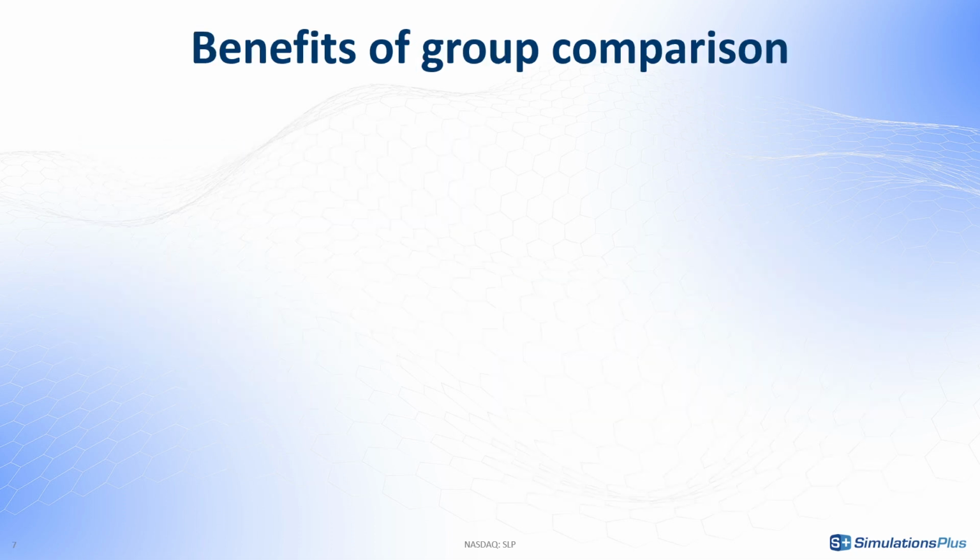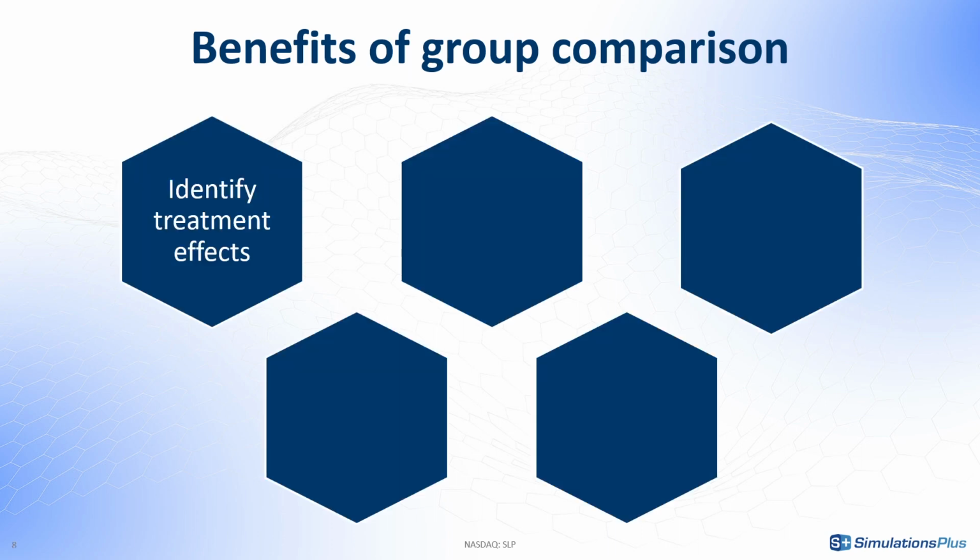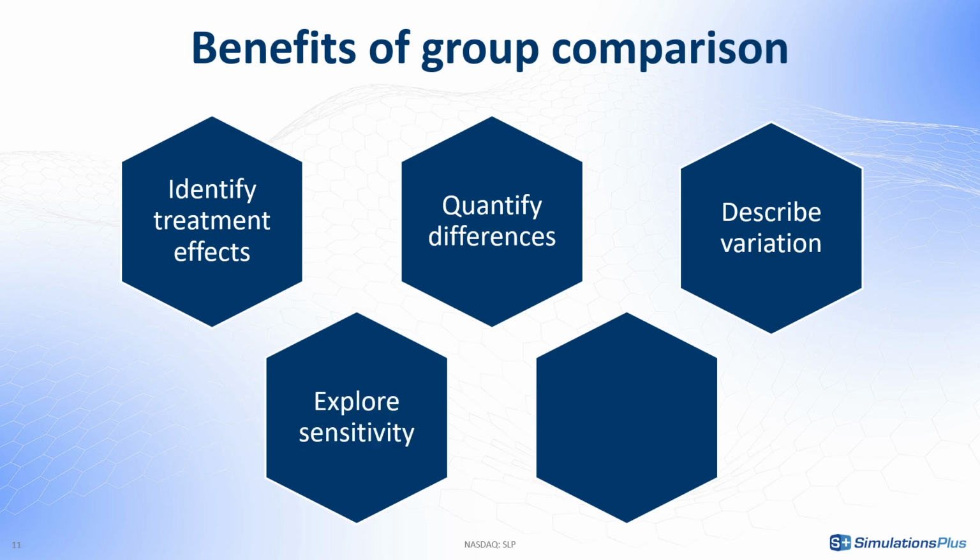Group comparison offers many benefits. For example, it enables us to identify if a simulated treatment has a statistically significant impact on the endpoint. We can quantify the magnitude of differences between endpoint values, which is a critical step to determine the clinical significance of the results. Furthermore, we can analyze variability in treatment effects among groups and verify if it can be used by a broader population. We can also quantify how changes in various parameters impact the treatment effect.